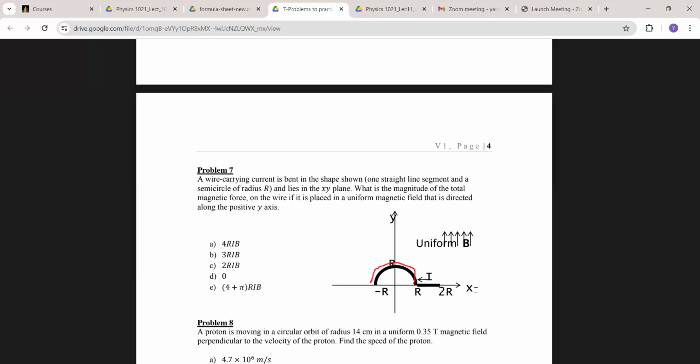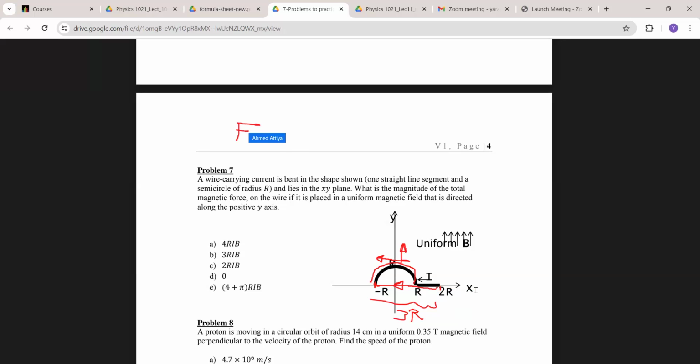So effectively, for this part, I have two components: a component in Y and a component in X. The component in Y is in the same direction as the magnetic field, so it will not be affected by the magnetic field, but the component in X will be affected. This is equivalent to a wire extending from 2R to minus R, or in other words, the total length is 3R in the X direction, carrying current in X.